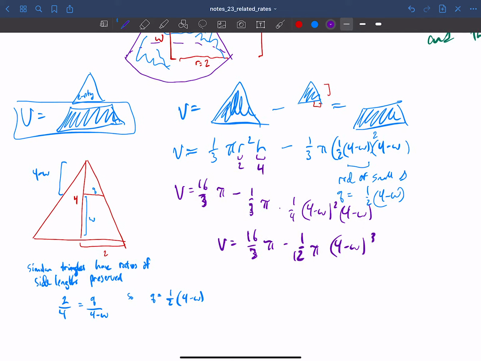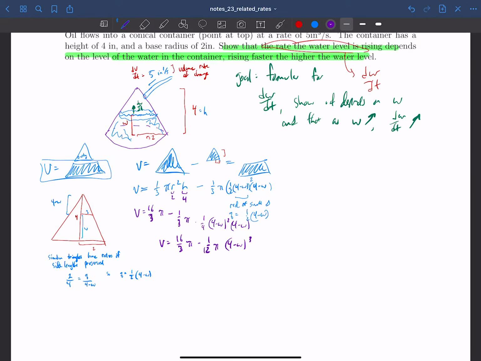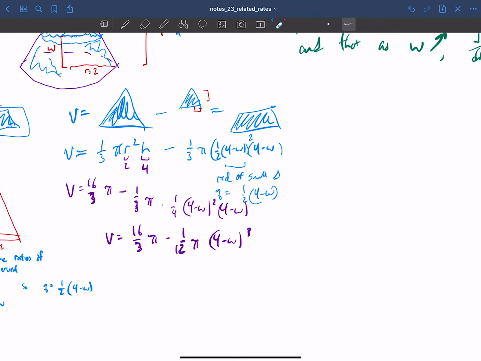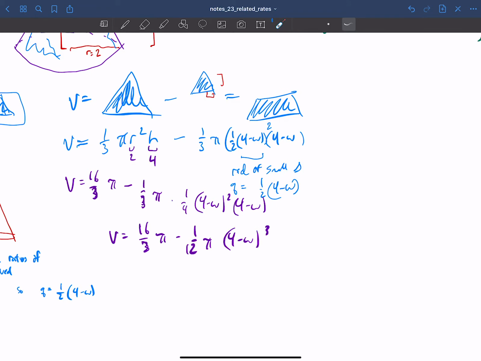Again, what's our objective? Because I feel like it's easy to lose track of that. Our objective is a formula for dw dt, and we need to show that it depends on w, and furthermore, that as w increases, dw dt increases. Okay, so we're going to use this expression here. We finally have our equation relating state variables. And when we have that, our next step is to differentiate.